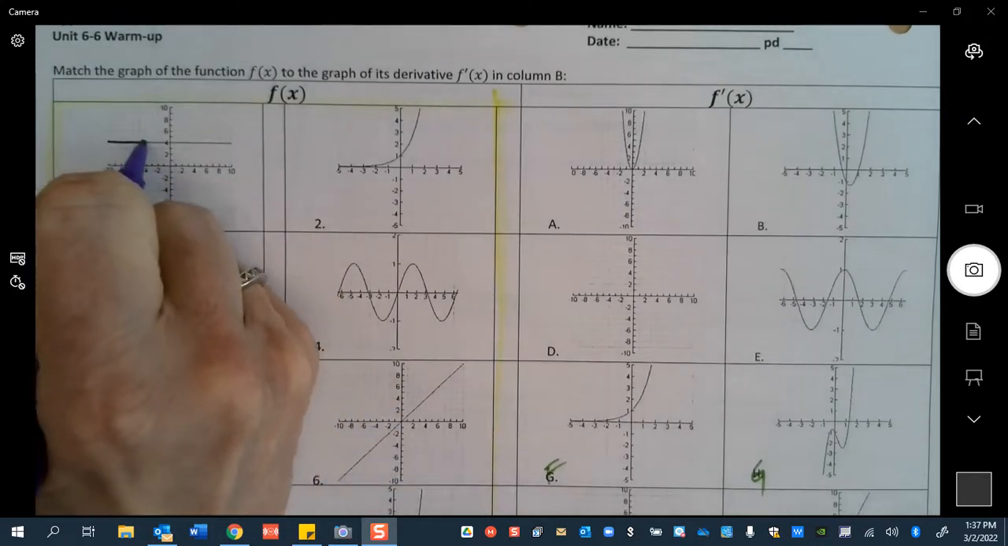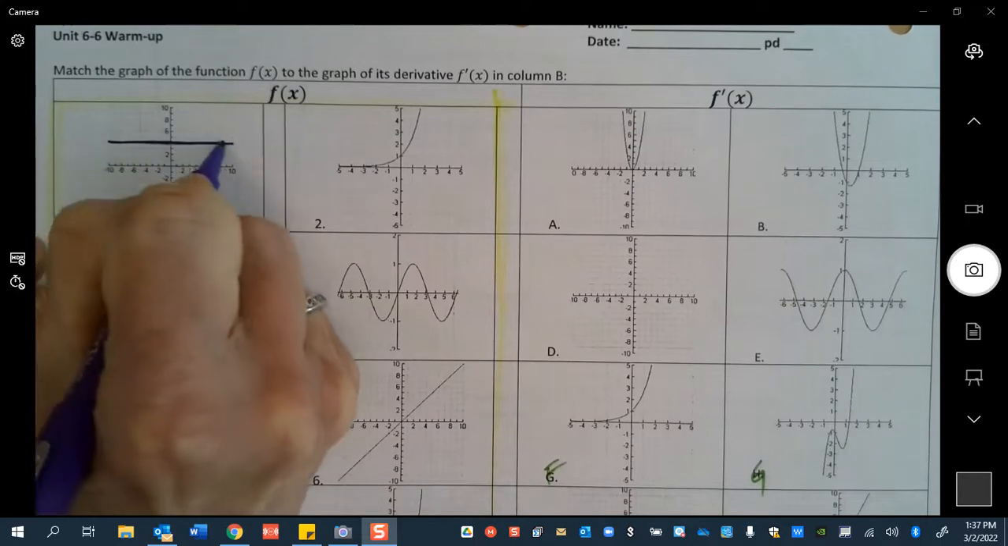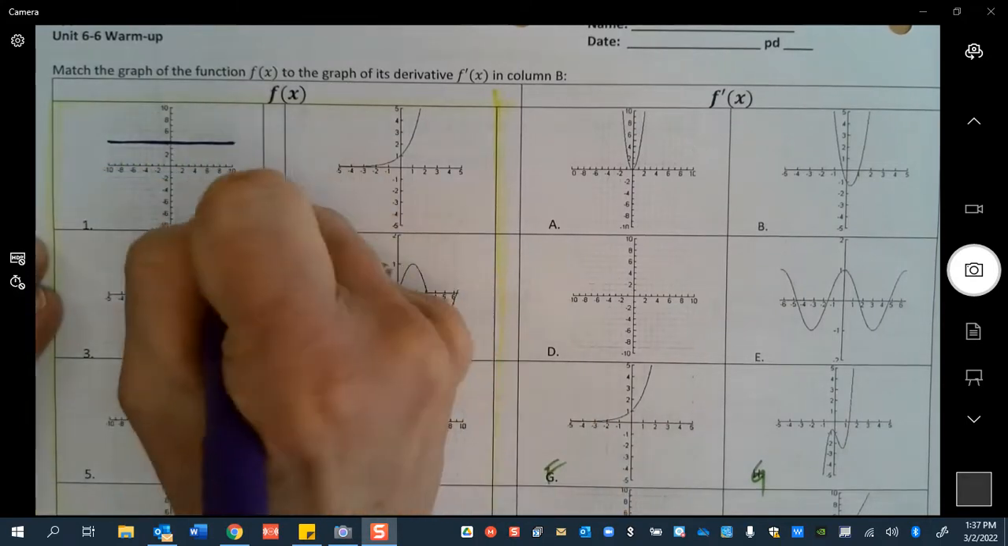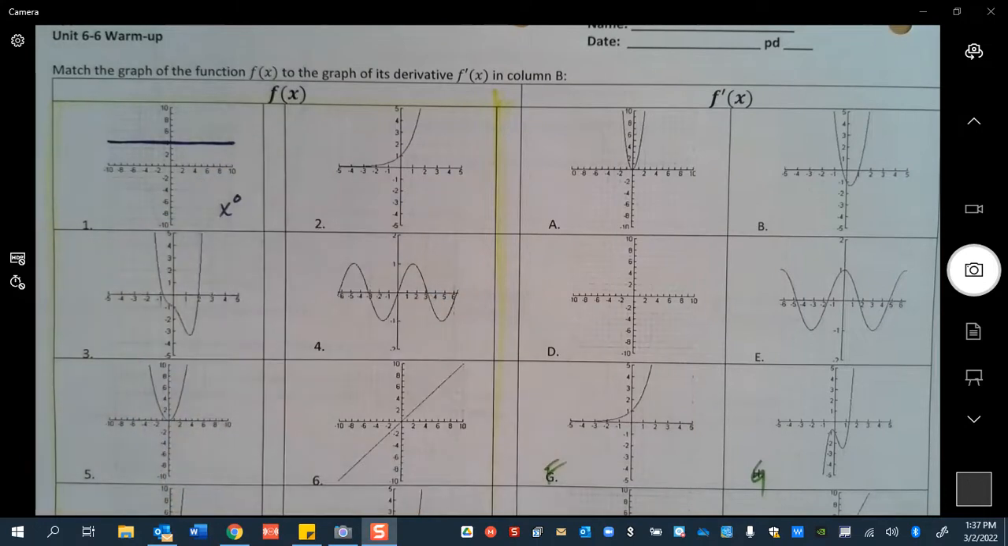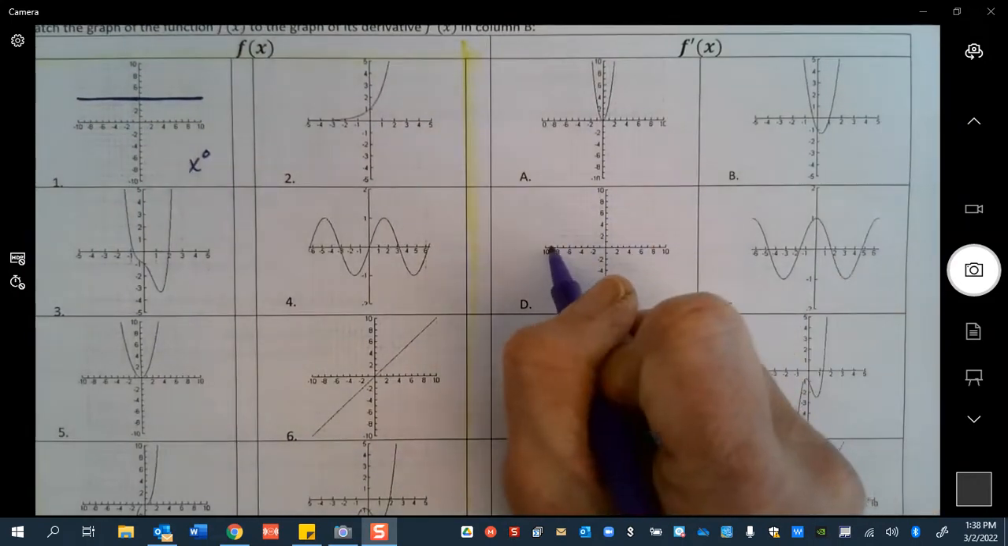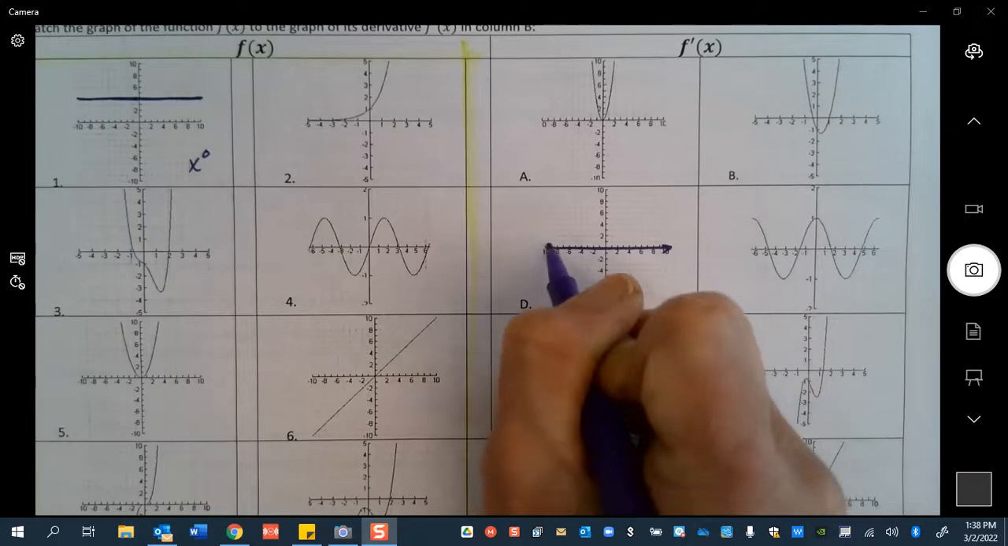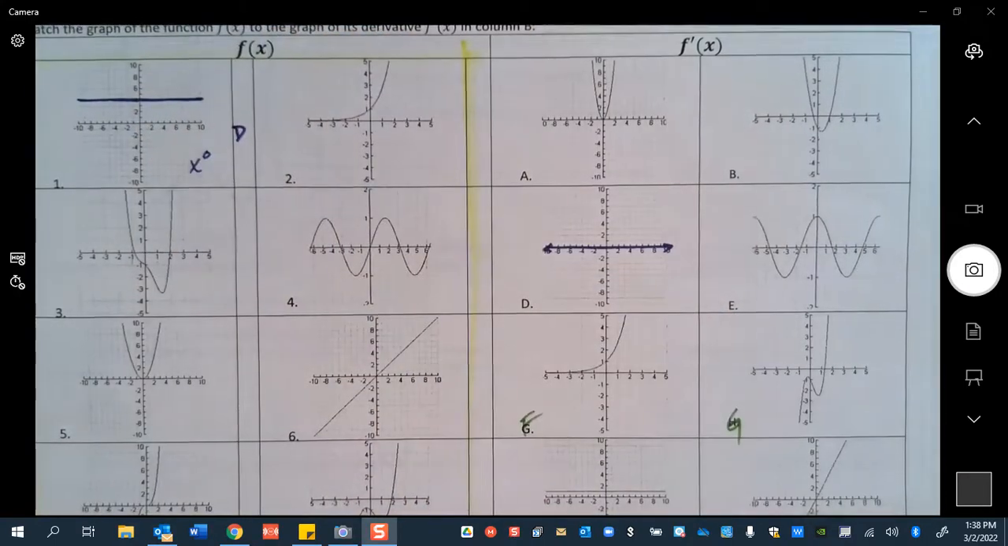If my original graph is a straight line, that is a constant value. Sometimes we call that x to the 0 power, because anything to the 0 power is? 1. Yeah. So that means that it's a constant. So when I go to take the derivative of a constant, what is it? It is 0. So here's our graph of 0 right here. So 1 matches up with D. You okay with that? All right.